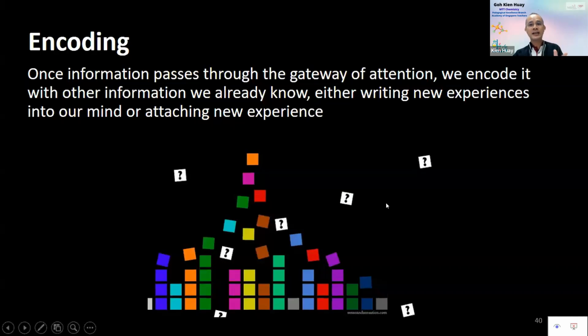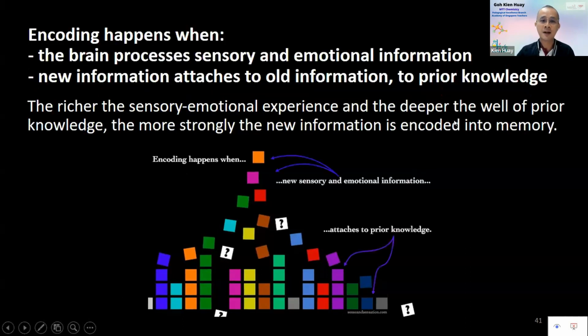So what is encoding? In short, encoding is when learning is attached to prior knowledge. You encode it with the information that you already know. That is why activating prior knowledge is so important. Encoding doesn't take place in a vacuum. Once the information comes into the long-term memory, it will start to look for links with prior knowledge, to attach a new experience to the prior knowledge.